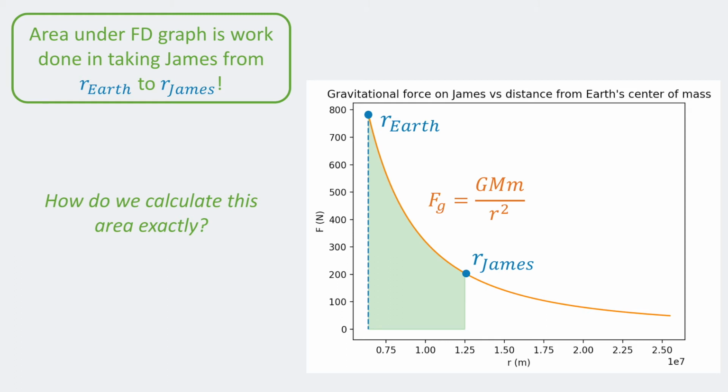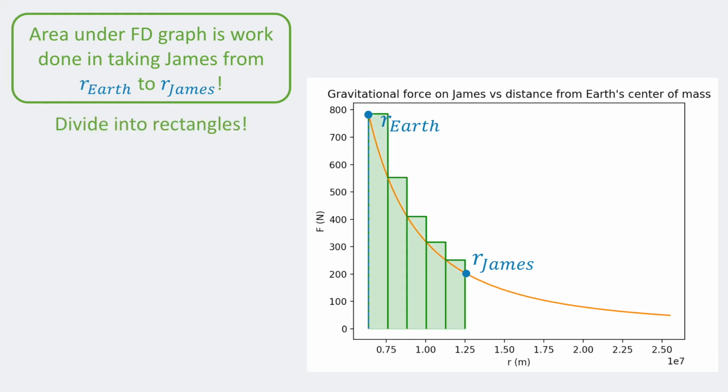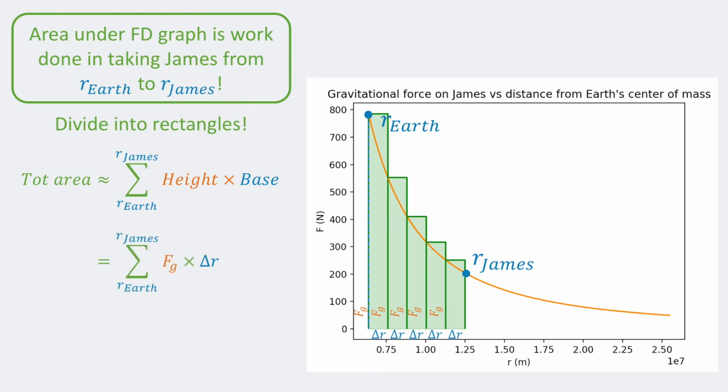Well, we can approximate it by dividing up the area into rectangles. And we know the formula for the area of a rectangle is just height times base. The height in this case is the force due to gravity evaluated at each point, and the base we will just call delta r, the same for all rectangles. So, substituting in the values that we have, we get this.